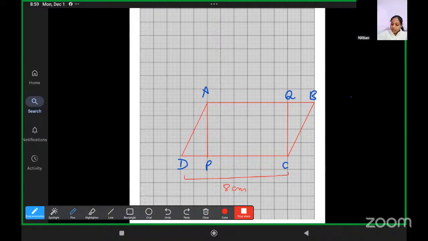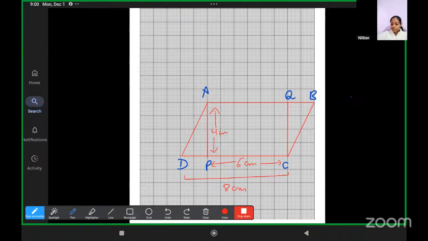6 centimeter. Count the blocks if you cannot check: 1, 2, 3, 4, 5, 6. Each box is 1 centimeter, so 6 centimeter. PC is 6 centimeter, this much. And AP 4 centimeter means from here to here. It is 4 centimeter.